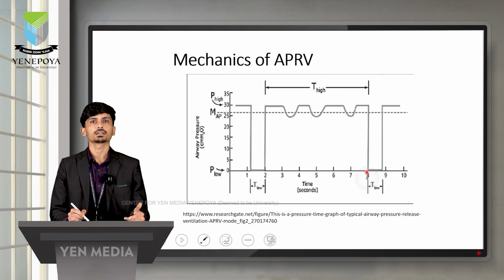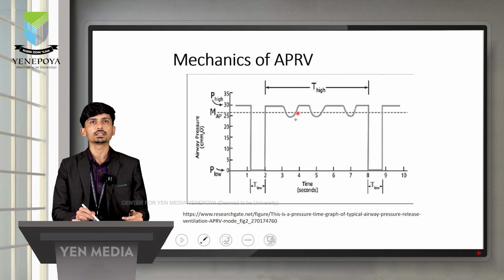After being released from the 30 centimeter of water and reaching 0, how long it should stay at this level will be determined by how much time we have set for the T low, this value. So T low will determine how long the pressure will remain at the P low. Here they have set approximately 0.8 seconds, after which the pressure will again rise back to P high. It will remain there for a period of 7 seconds. Again it will be reversed to the P low for a duration of 0.8 seconds. So that's how basically it works.